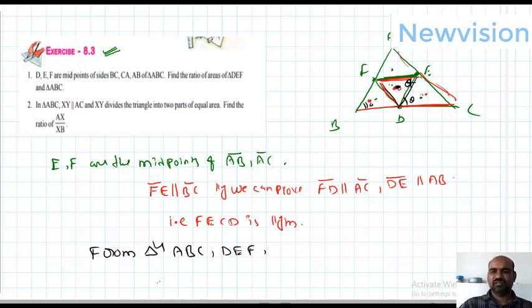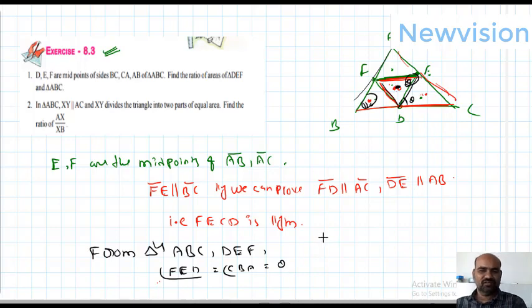So observe, student, this is theta, this is theta. These two are parallel transversal. This is parallel to this. Here theta means here theta. Directly I want to step: angle FED equals angle CBA equals theta.